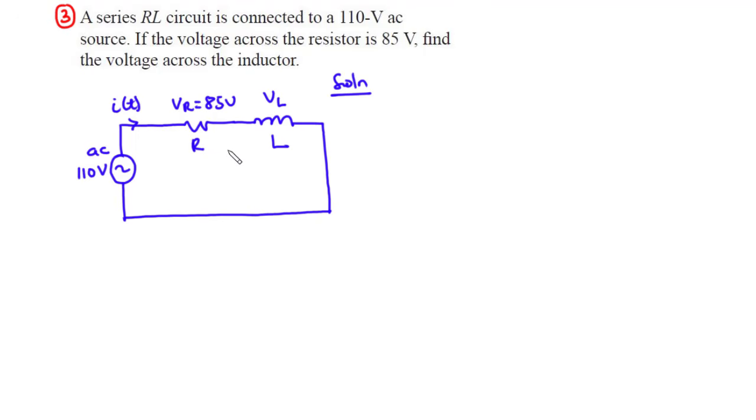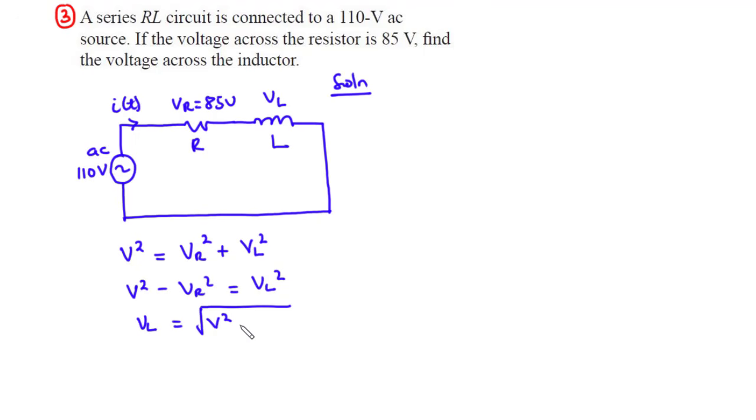Now because this is an AC circuit, the voltages here are phasor voltages. So because the voltages here are phasors, the square of the source voltage is equal to the square of the voltage across the resistor plus the square of the voltage across the inductor. Now let's transpose VR square to the left hand side. So we have V square minus VR square equals VL square. So we have VL equals the square root of V square minus VR square.